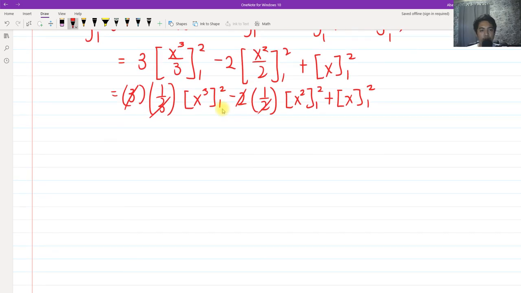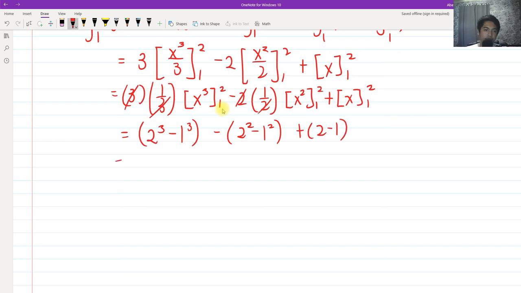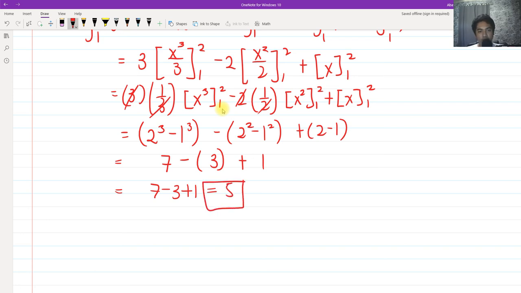So substitute or evaluate the upper limit minus the lower limit. So we have 2 cubed minus 1 cubed minus we have 2 squared minus 1 squared plus we have 2 minus 1. 2 cubed is 8 minus 1, that's 7, minus we have 4 minus 1, it's 3. Then plus we have 1. So 7 minus 3 plus 1. 7 minus 3 is 4 plus 1 is 5. Okay. So that's the answer.